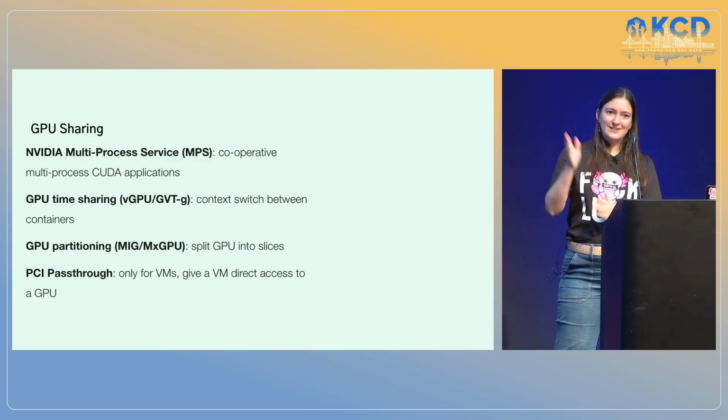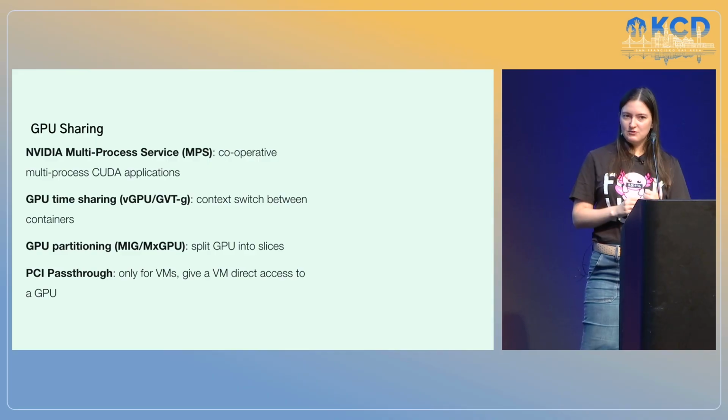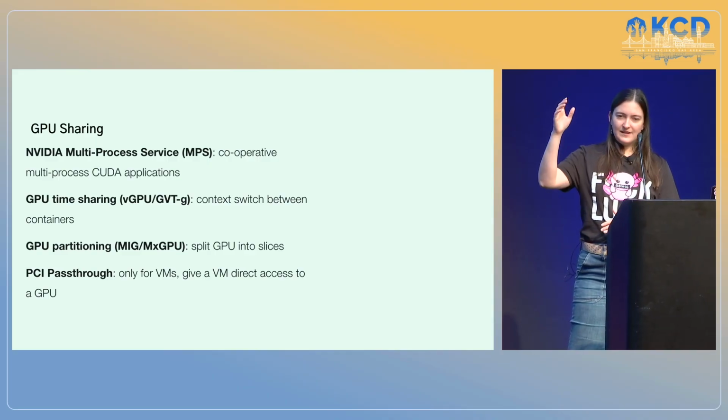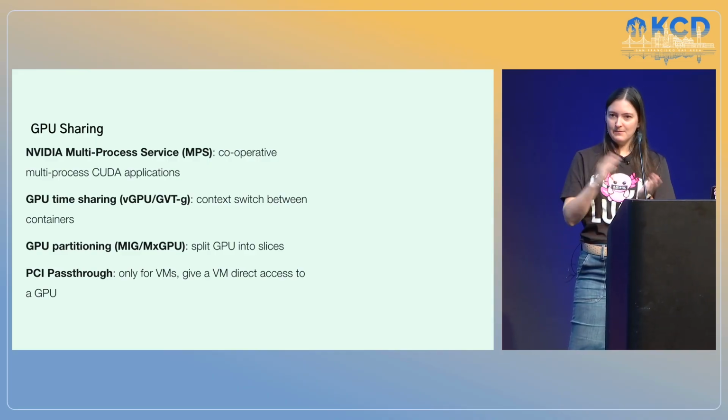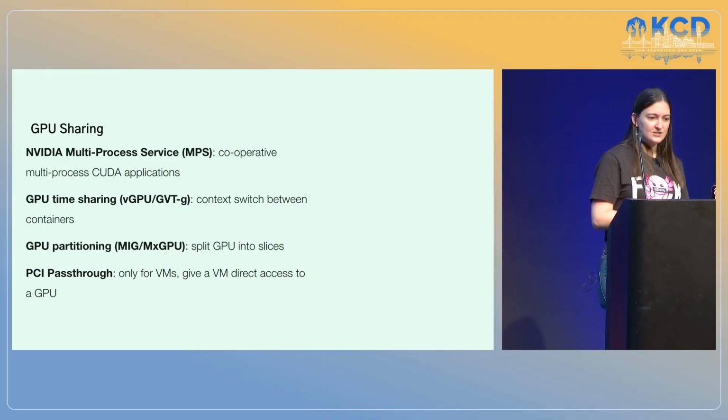PCI pass-through doesn't have that, right? You just give direct access to your VMs to a GPU. It's still technically sharing because you can then swap the GPU from one VM to another, but it's not quite as clean as like the GPU partitioning.